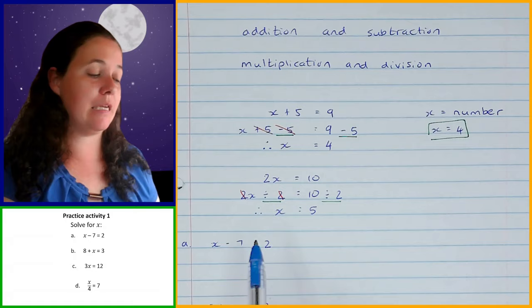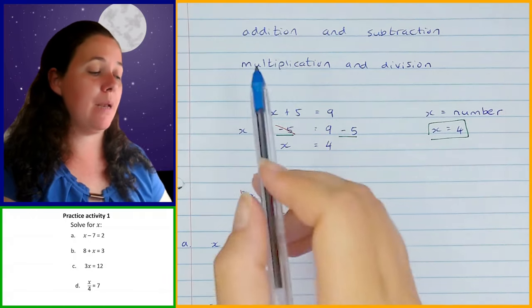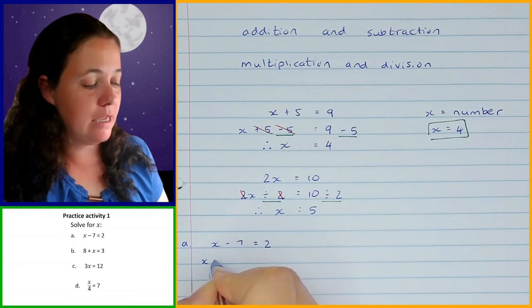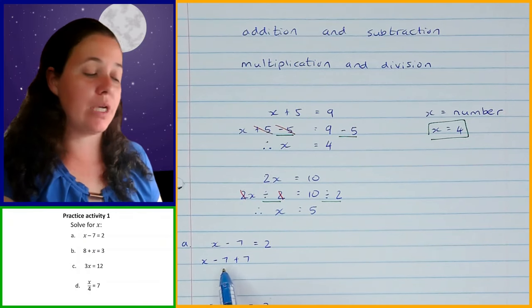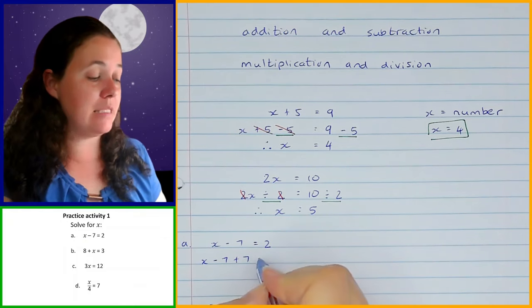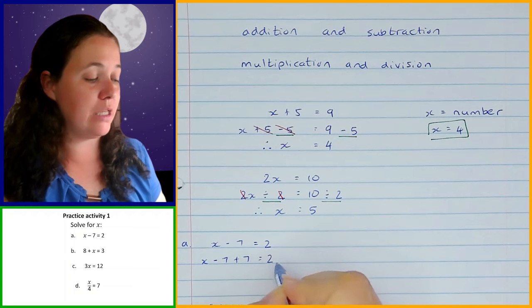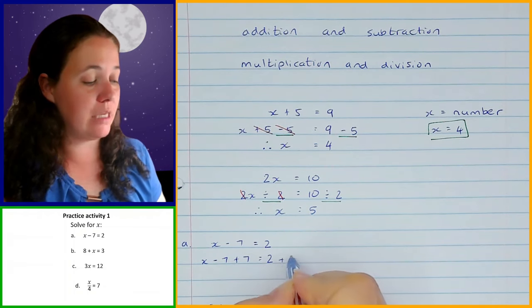And in order to do that, I need to use the inverse operation of minus, which is plus. So I need to cancel out that minus 7 by adding 7. So I've got x minus 7 plus 7. So this is going to cancel out the 7 so I can get rid of it. But remember, our equation needs to remain balanced. So whatever I do on the one side, I have to do the same thing on the other side. So I've got 2 on the other side. I need to do the same thing as what I did over here. So I need to plus 7 on this side as well.